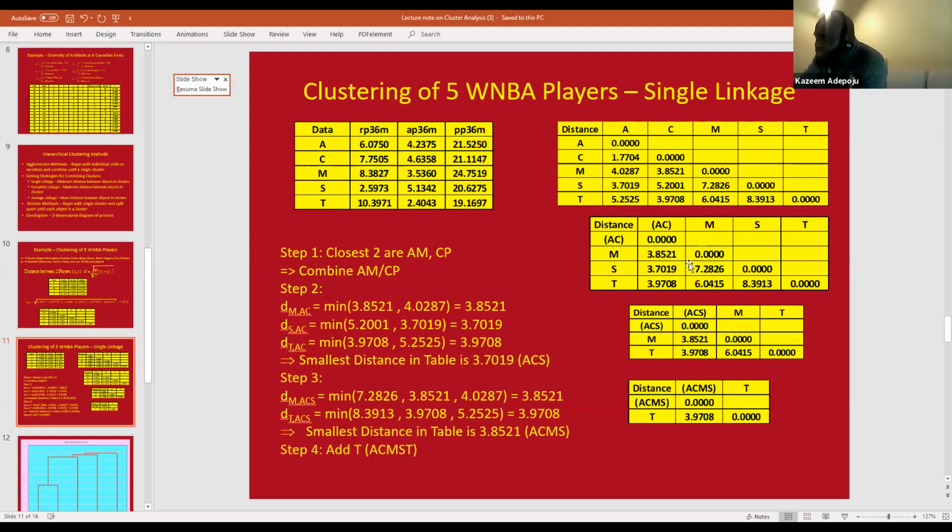Now, to go to the next one, I'm going to make use of this table here. What is the smallest? Like I said, I'm going to ignore 0. Okay, I'm going to ignore 0. So the smallest is this guy here. Oh, 3.8521 is the smallest.